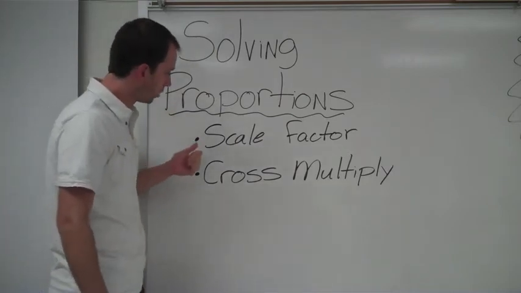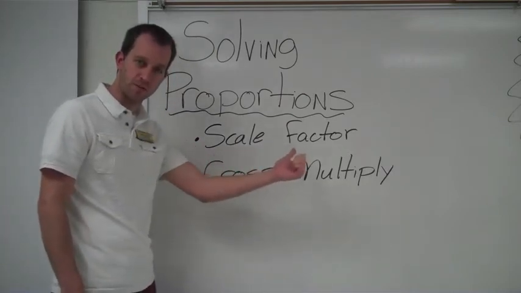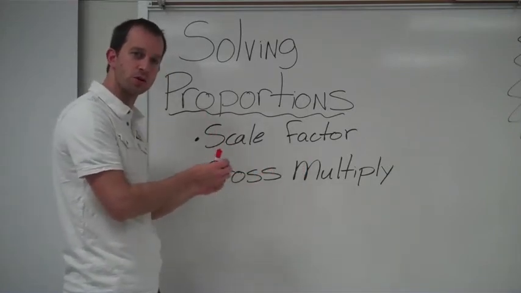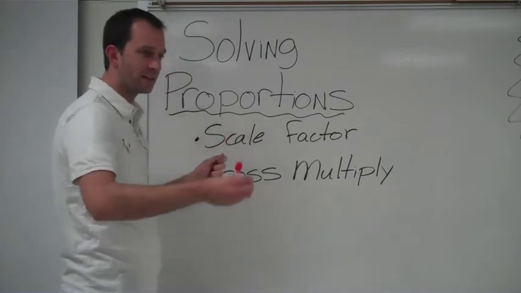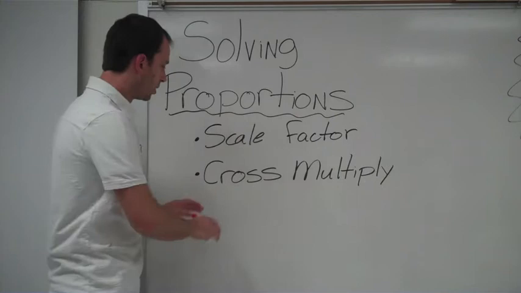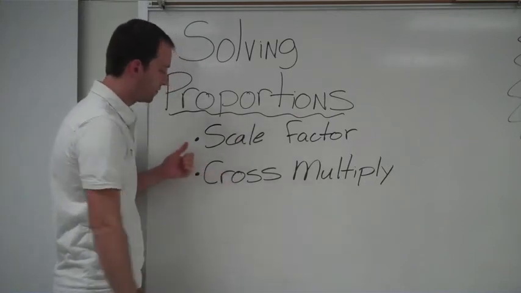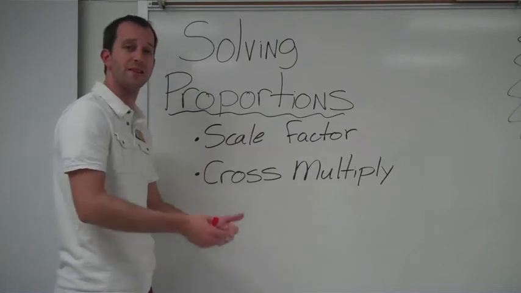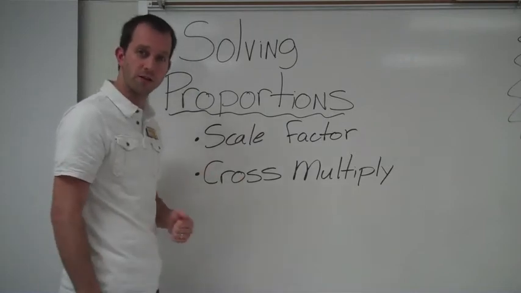Number 1, we can use what we call the scale factor, where we see if we can multiply one side of the proportion, one ratio, to easily get the other ratio. See if there's something we can multiply or divide by. We could also cross multiply. If the scale factor doesn't work for us in a problem, we always cross multiply and then divide to find that missing variable. Let's do some examples.